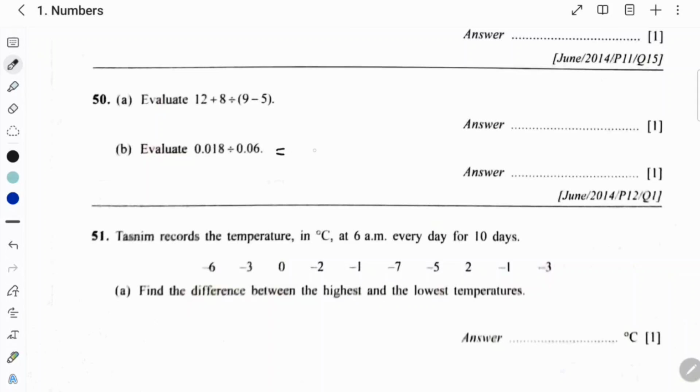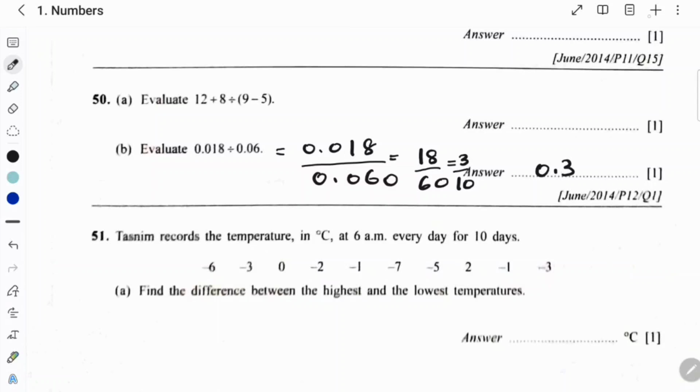50 B part. That is 0.018 divided by 0.06. In the denominator, we have 2 digits after the decimal, and in the numerator, we have 3 digits after the decimal. So what I do, I have to put one extra 0 in the denominator to make them equal. So that is becoming 18 upon 60. We can simplify. Like in 6 times table, 6 times 3 is 18, 6 tens are 60. So either it's 3 over 10, but the question is given in decimals, so I'll write down my answer also in decimal, that is equals to 0.3.